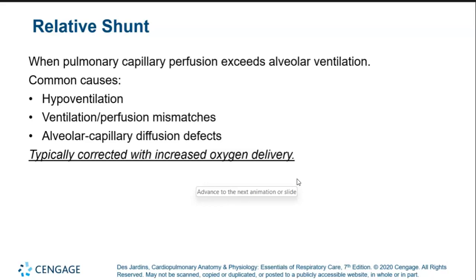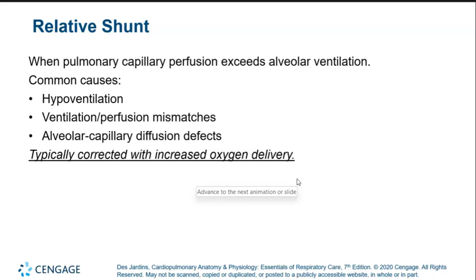I can have diffusion defects, so the oxygen gets into that alveoli, but it doesn't diffuse across that AC membrane because of thickening of that AC membrane or decreased surface area of that AC membrane. So typically with relative shunts, you can increase the FiO2 and see an improvement in oxygenation. So for relative shunts or shunt-like effects, I can give the patient additional oxygen and I should see an improvement in their saturations.